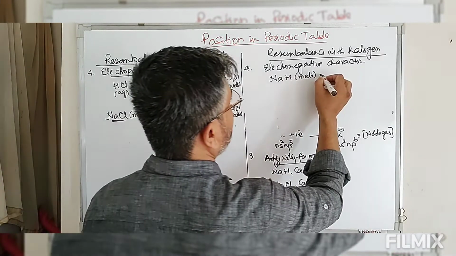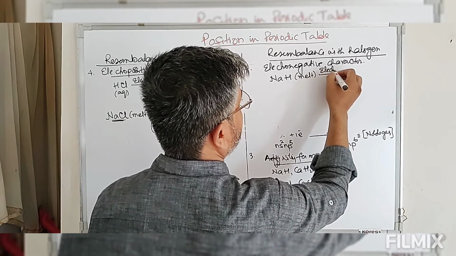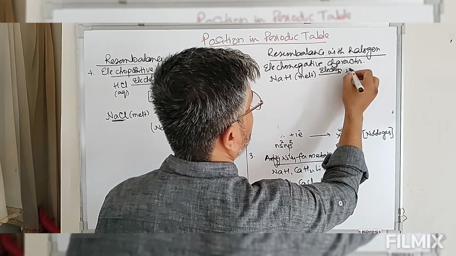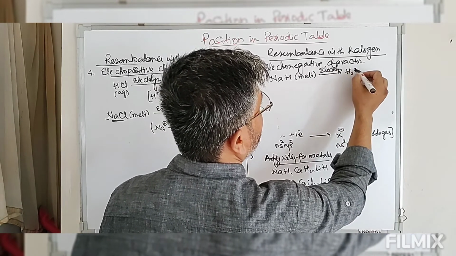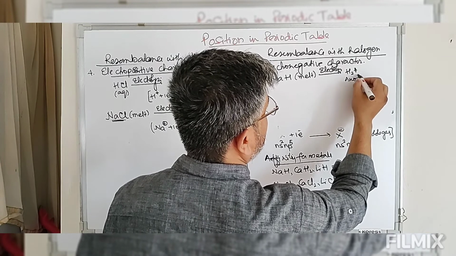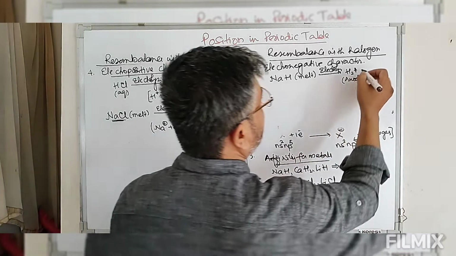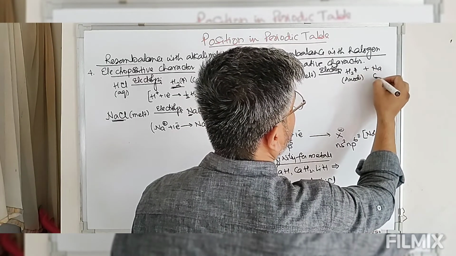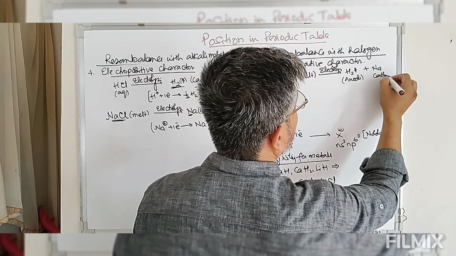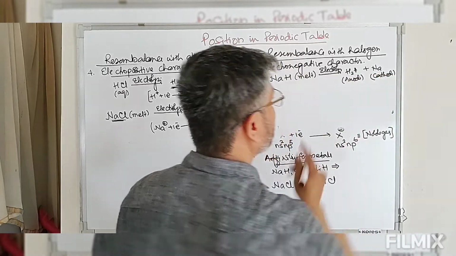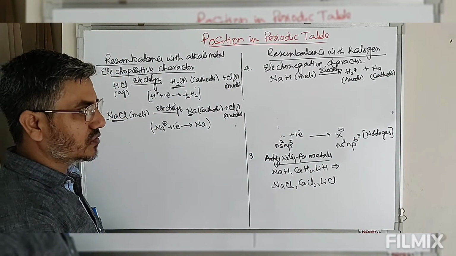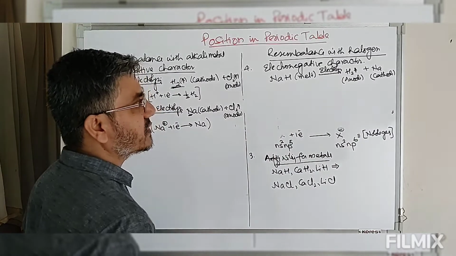Now this sodium hydride, what did we do? We did electrolysis. Electrolysis gives you hydrogen gas at the anode. At the anode we obtain hydrogen gas and sodium at the cathode. Now the formation of hydrogen gas at the anode means there must be an oxidation reaction taking place.